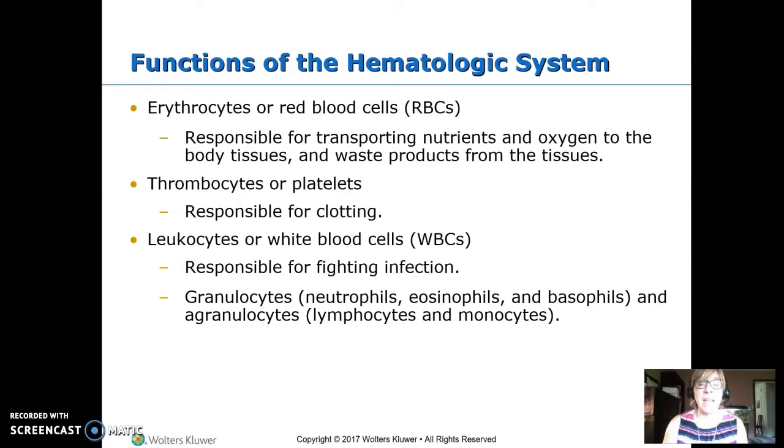Thrombocytes, this is your platelets. They're responsible for clotting. Leukocytes, which are your white blood cells, are responsible for fighting infection. And then we divide the white cells up into granulocytes and agranulocytes. So those granulocytes, you can tell them because of their nucleus. They're multinucleated. So they're neutrophils, eosinophils, and basophils, and then the agranulocytes are lymphocytes and monocytes.